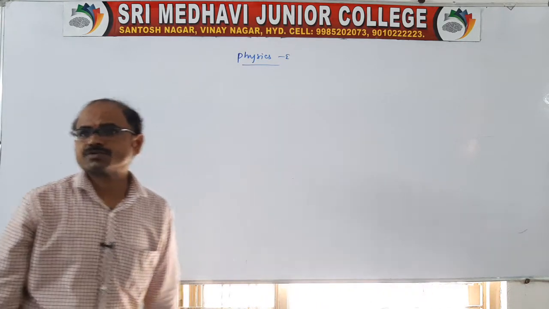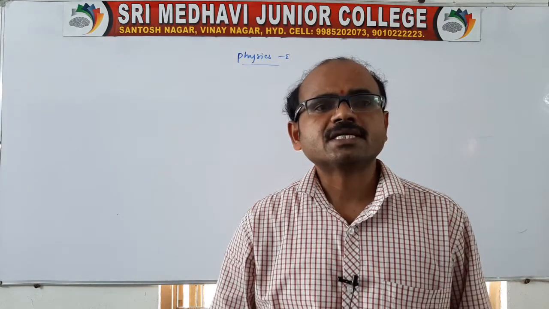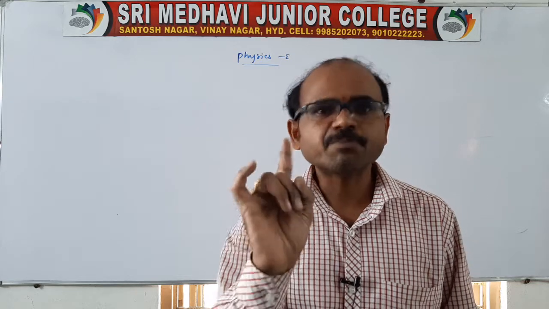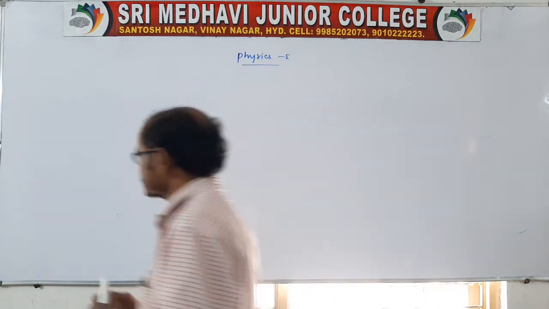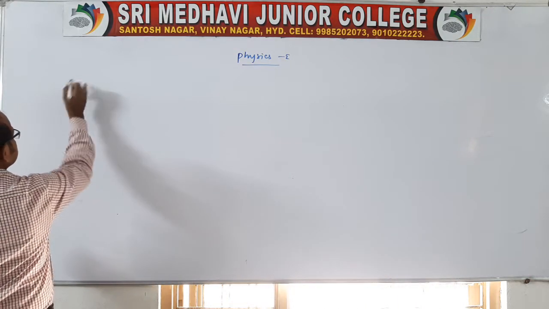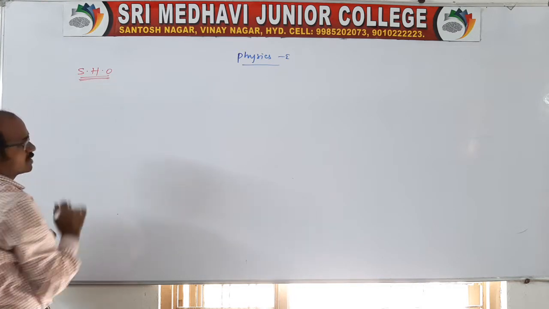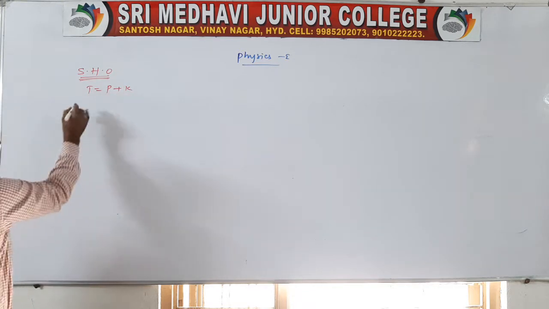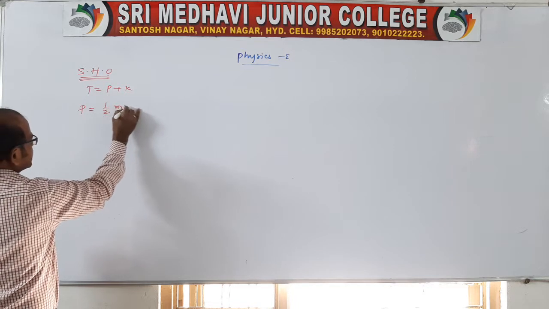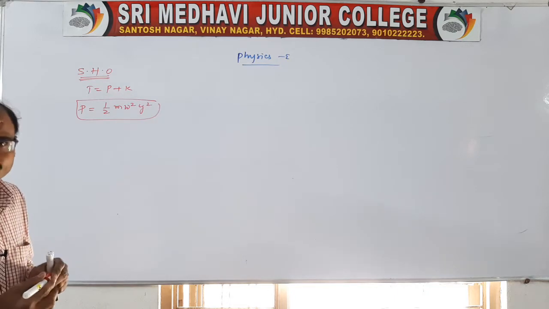In first year physics, we completed a topic related to the simple harmonic oscillator. There we completed only the potential energy part, because we have to find the total energy for the simple harmonic oscillator, SHO. In the simple harmonic oscillator, the total energy will be the sum of potential and kinetic energy. Now we know potential energy is half m omega square y square, but we don't know the kinetic energy. Now we should find the kinetic energy.